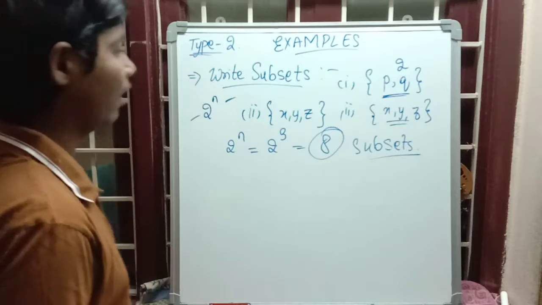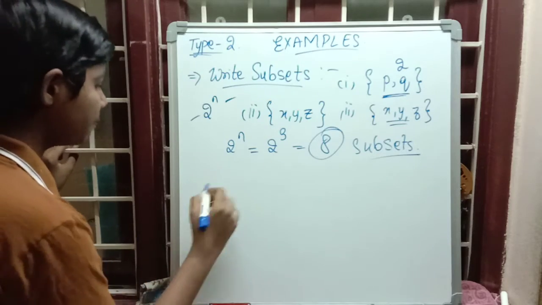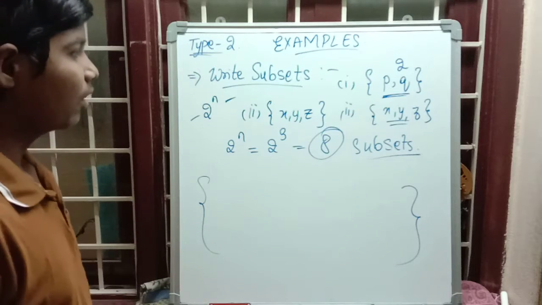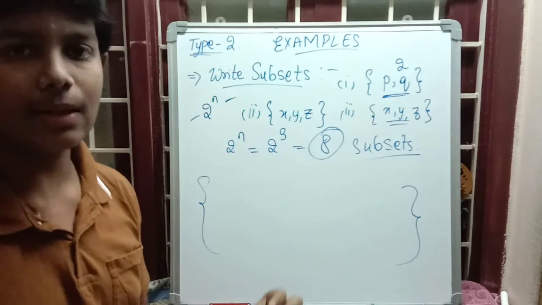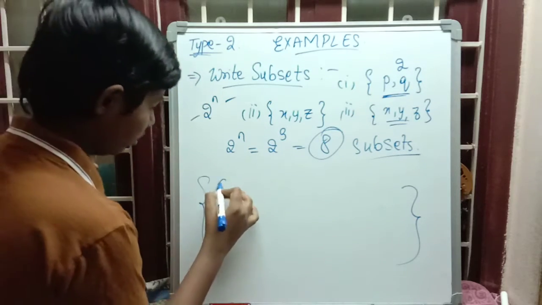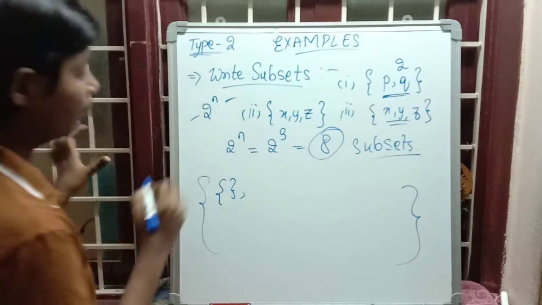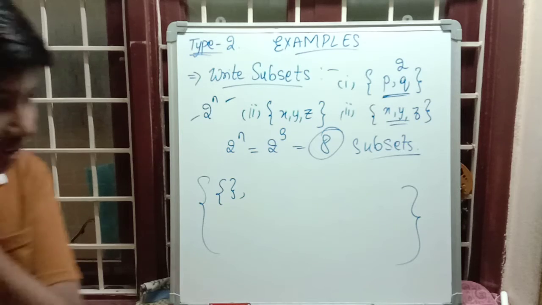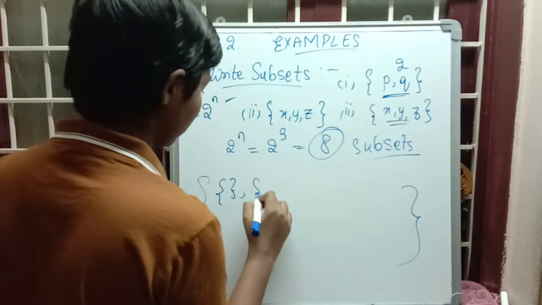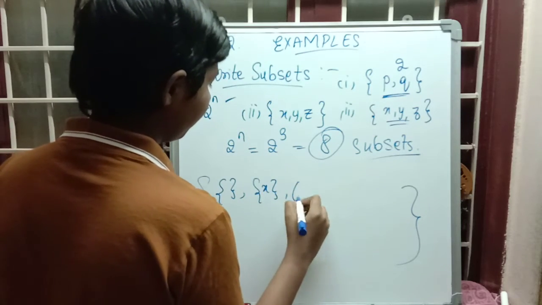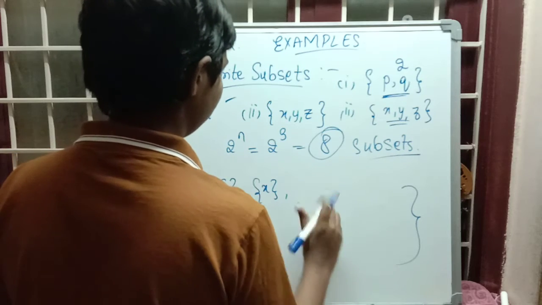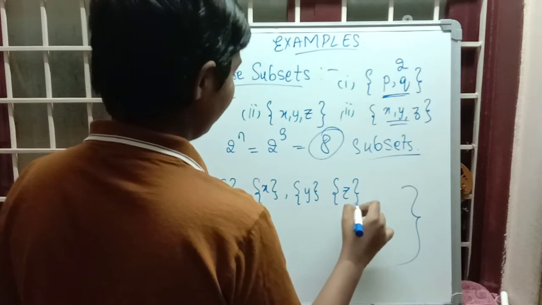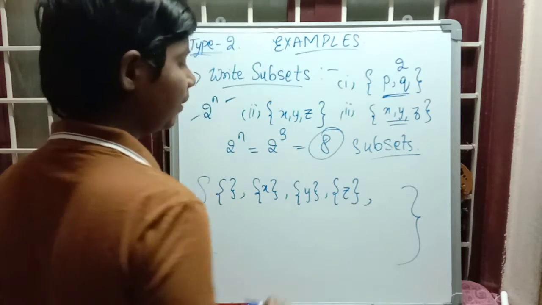So n value is 3. Now we have to write the subsets as a whole. Null set is a subset of every set, so the null set will come. And then the next step is we have to write all the individual elements as sets: X, Y, Z. Individual elements we are writing.